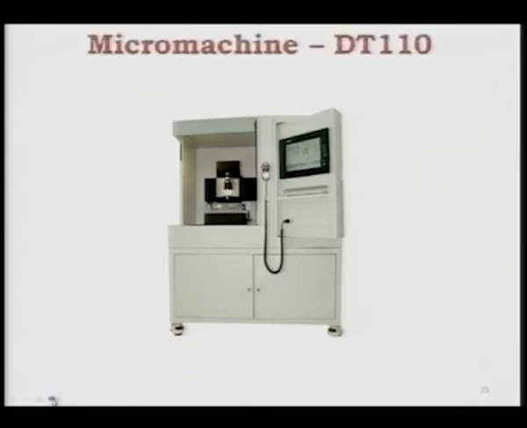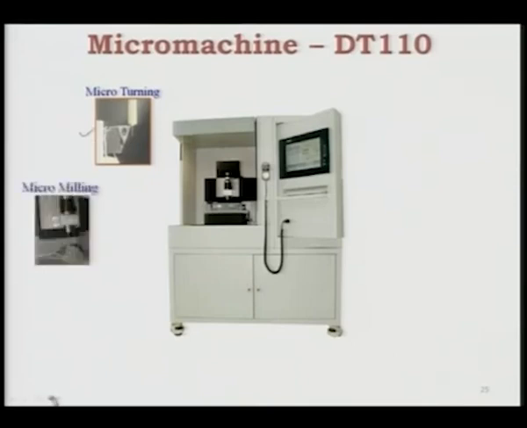Now this is the electric discharge micro machining machine that is available at IIT Kanpur, and its name is DT110. Now you can perform the micro turning operation on this particular machine itself, and that figure is shown over here. Then you can use the same machine for conventional micro milling purposes. The tool is here, and this is the workpiece, and then you can do the milling operation over there.